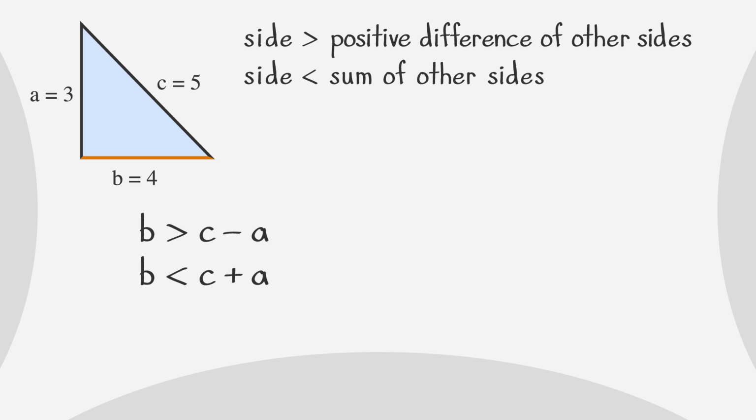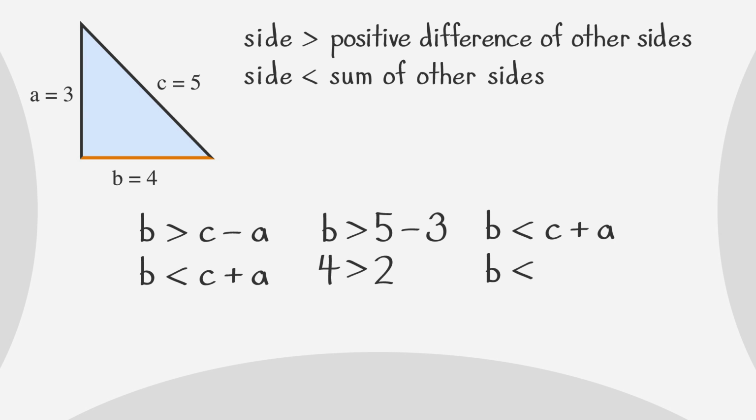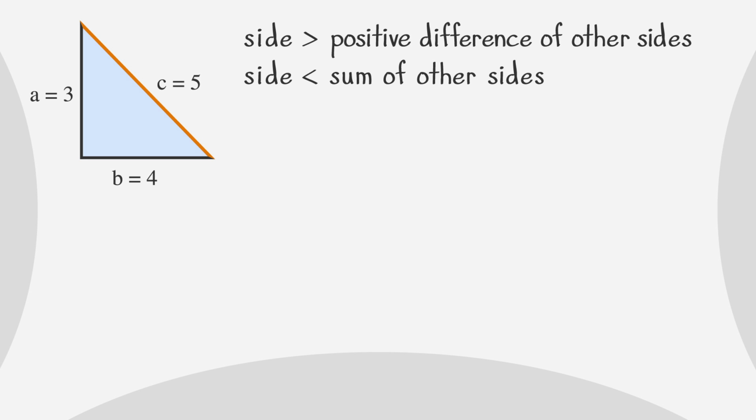Since C minus A, or 5 minus 3, is 2, and 4 is greater than 2, side B passes the first test as well. Since C plus A is equal to 8, which is bigger than 4, it passes the second test as well. Okay, at this point we could probably say that the triangle on the left is real, but let's check that last side.